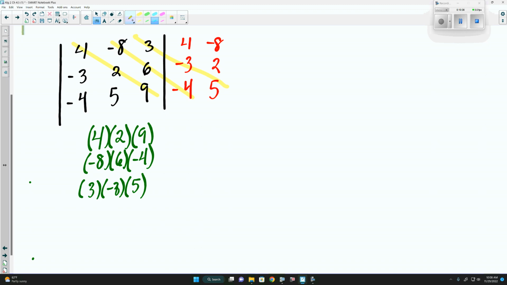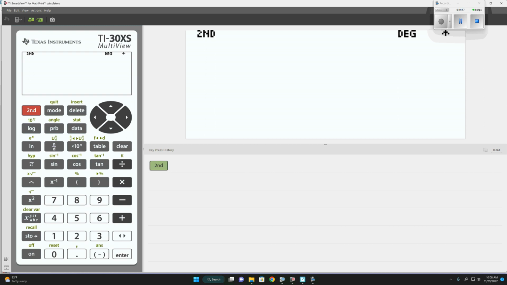Now we could do the product of each one of these here and see what we get. So 4 times 2 times 9. 4 times 2 is 8, and 8 times 9 is 72. Negative 8 times 6 times negative 4. Well, the two negatives will make a positive. 8 times 6 is 48. And 48 times 4 is 192.